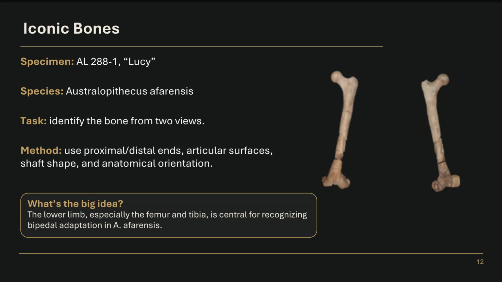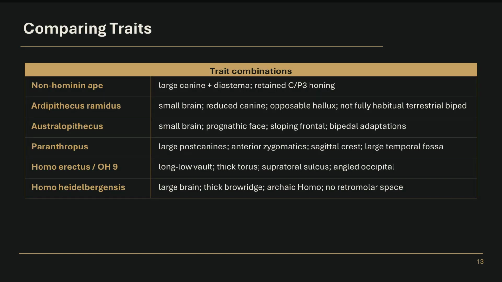Comparative trait profiles. A non-hominin ape identification is strongly supported by large projecting canines, a diastema, and a retained C/P3 honing complex. These traits indicate a functional dental system that differs from the reduced canine pattern of early hominins. Ardipithecus ramidus is characterized by reduced canines, small brain size, an opposable hallux, and pelvic traits consistent with some bipedal capacity. Its anatomy supports early hominin status while preserving substantial arboreal adaptations.